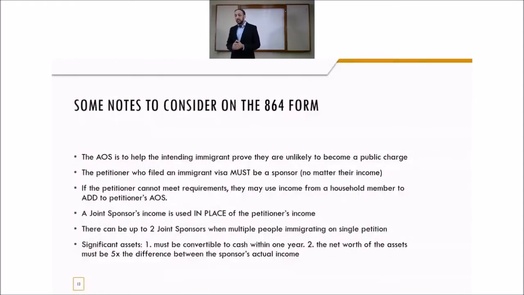Sometimes in that scenario of the college husband and wife, they may not know anybody, but they may have some assets. And so if we're using assets in that 864 application, those assets must be convertible to cash within 1 year. And the net worth of the assets has to be 5 times the difference between the actual income when we're submitting the 864. So take a look at the net worth of the assets and see if it's 5 times the difference between the sponsor's actual income.